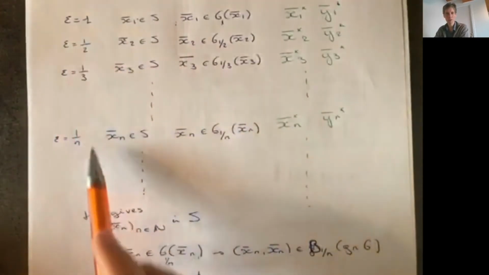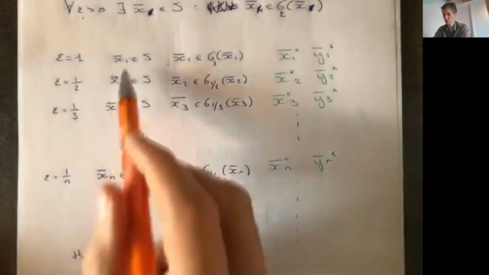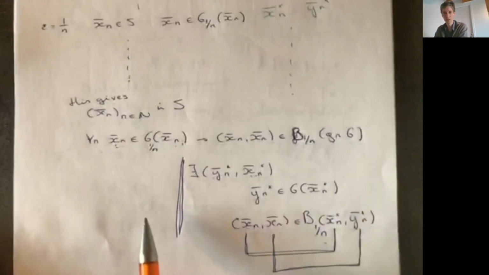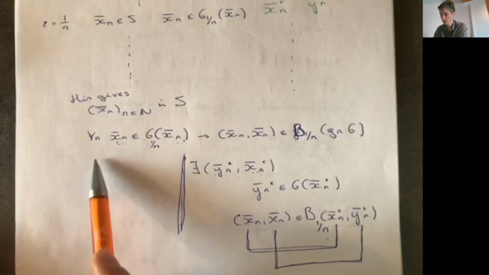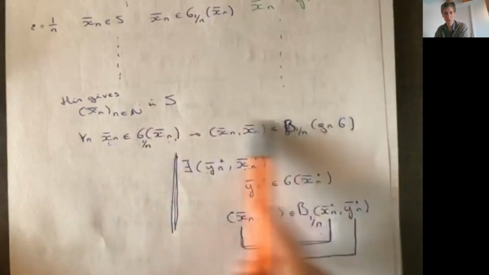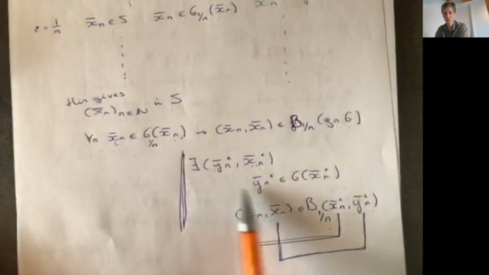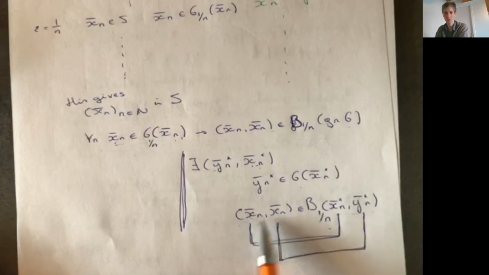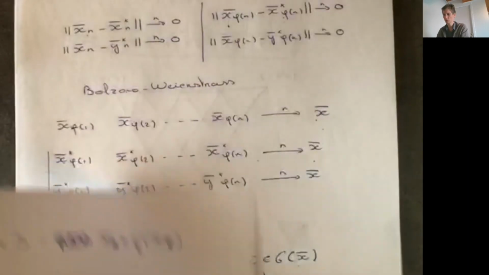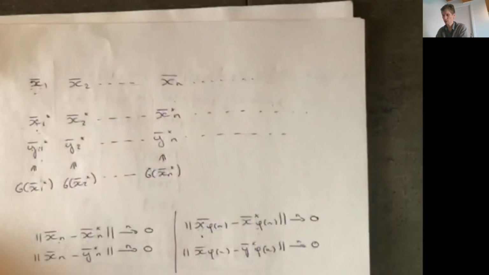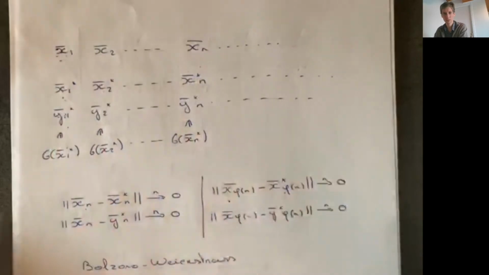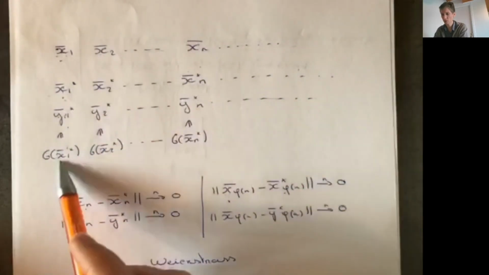I can plug in different values of epsilon for a sequence going to 0. I get a sequence of x's that are fixed points of the corresponding smaller and smaller blown up versions of the original correspondence. Using the definition of this blown up correspondence, I see that there are points in the original correspondence that are very close to these fixed points. So in some sense they converge. We have a sequence of x's, a sequence of x stars, and a sequence of y stars, where the y stars are in G of x stars.